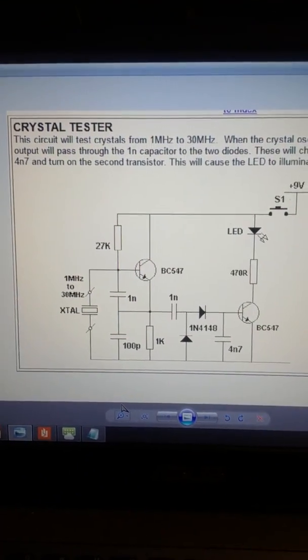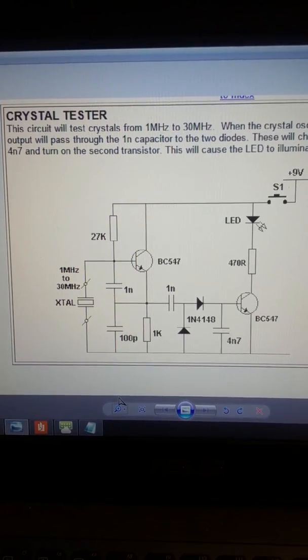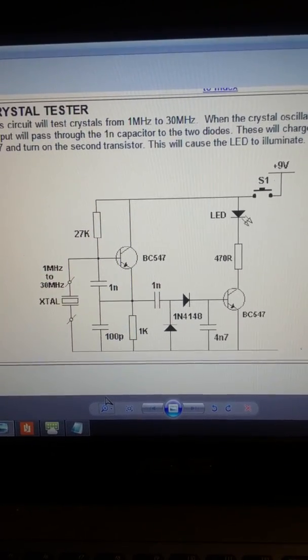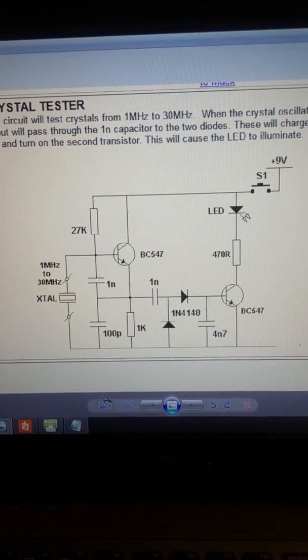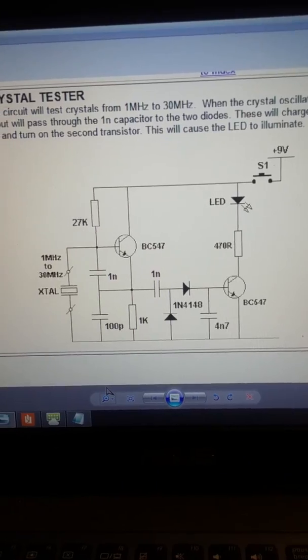Hello, this is Paul. I'm going to be talking to you about the crystal tester as part of the extra credit of this project. So this crystal tester tests crystals between 1 megahertz and 30 megahertz. Provided the crystals are good, it will turn the LED on.